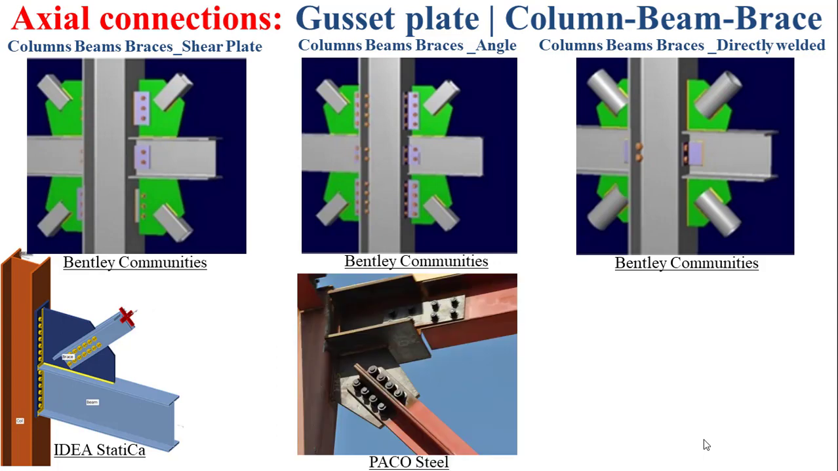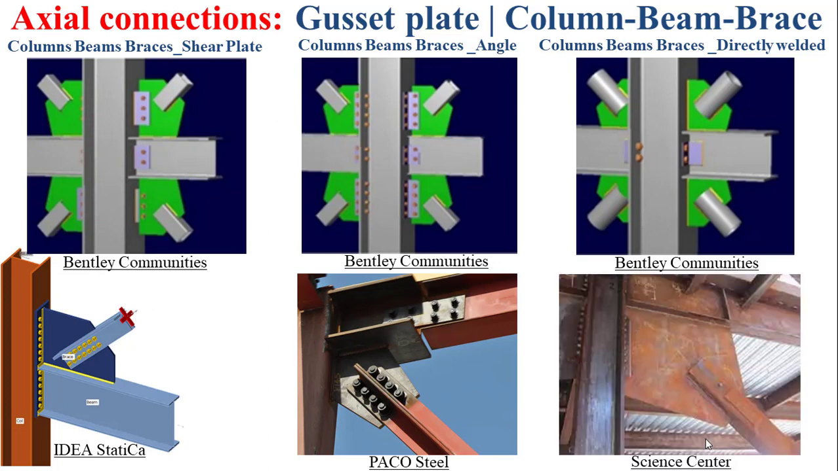And the figure that you see in the bottom middle of this slide is a real picture indicating a gusset plate axial connection between column, beam, and brace. And as you can notice, here we have a double brace bolted to the gusset plate, and the gusset plate is welded to the beam and the column.